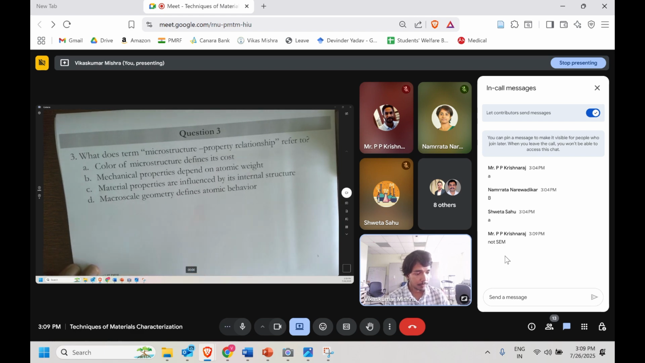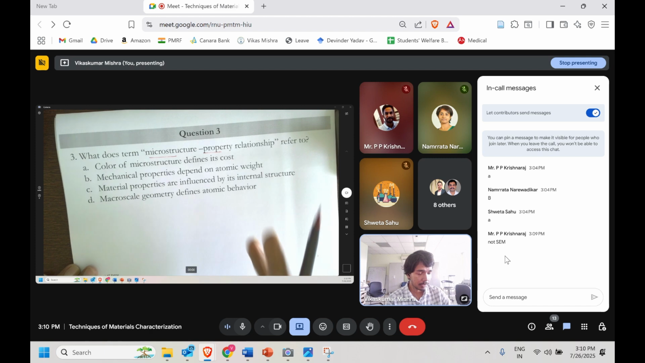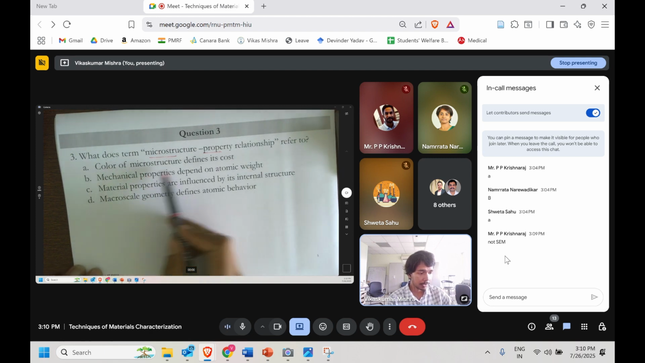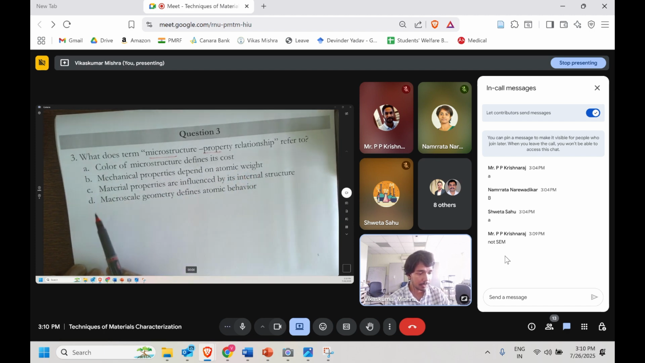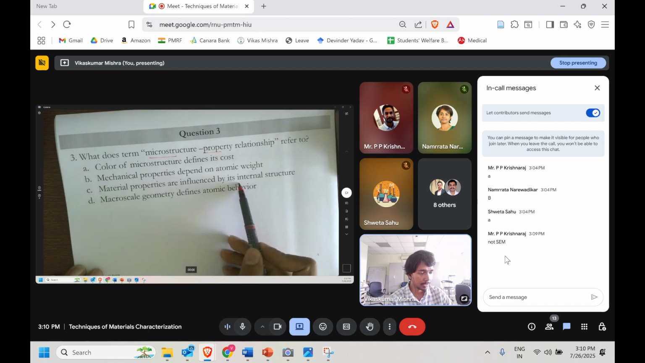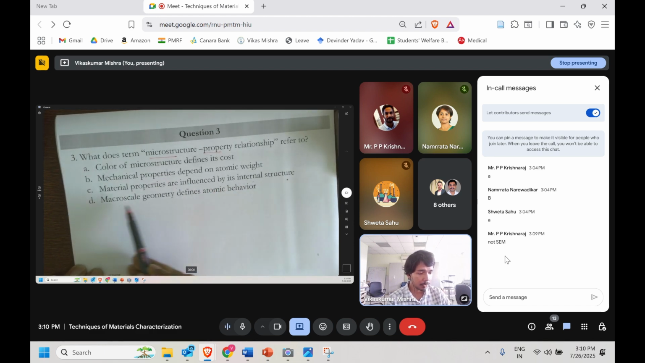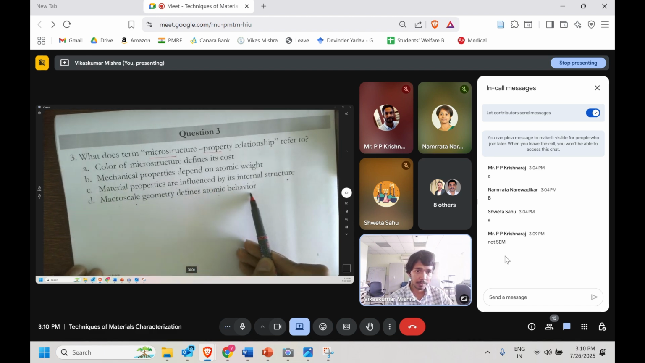Now, the third question. What does the term microstructure property relation refer to? Microstructure and property, what does this refer to? A: Color of a microstructure defines its cost. B: Mechanical property depends on the atomic weight. C: Material properties are influenced by its internal structure. D: Macro scale geometry defines atomic behavior.